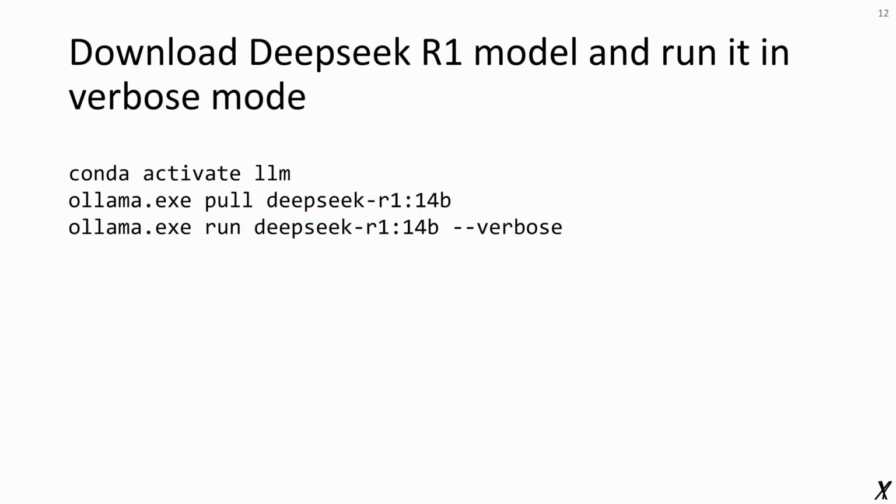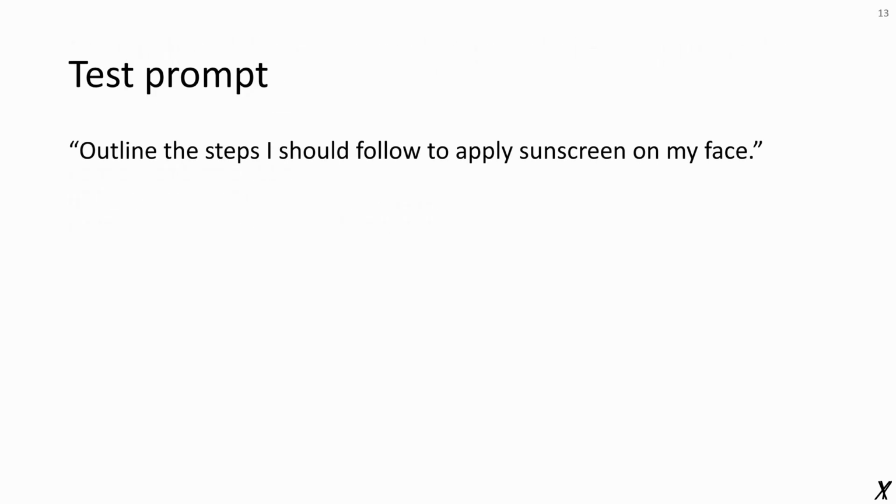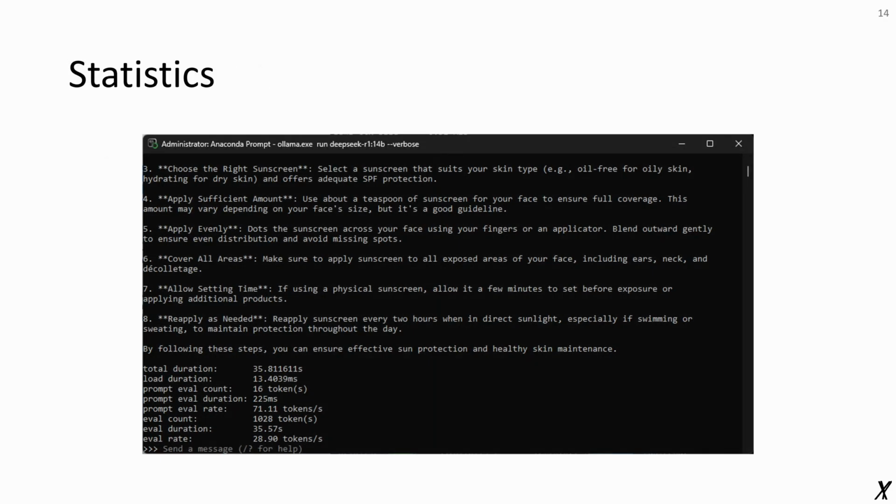After identifying the suitable option for DeepSeek R1, I opened a second Anaconda prompt, activated the same environment, and ran the pull command to download the 14B quantized model. Once the download was complete, I ran the model in verbose mode to access evaluation statistics. I used the following prompt to test the reasoning capabilities of DeepSeek R1: outline the steps I should follow to apply sunscreen on my face. This result was purely for my technical experimentation with DeepSeek R1. I did not follow any steps suggested by the language model.